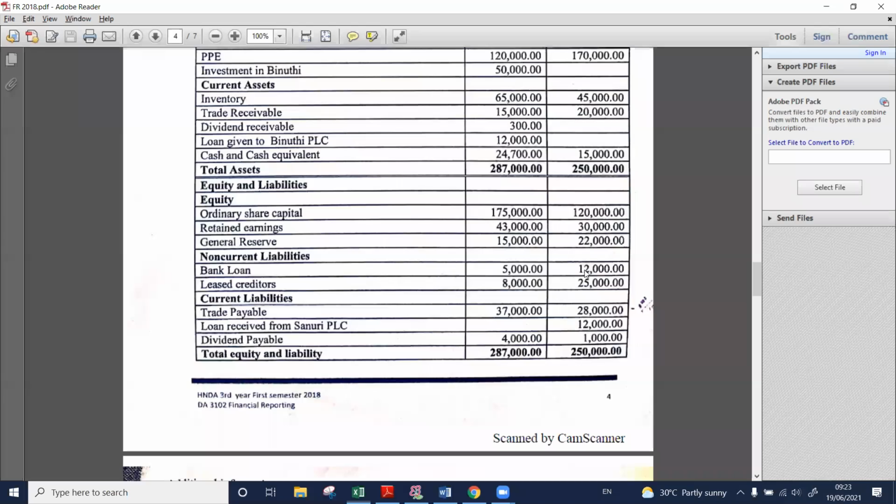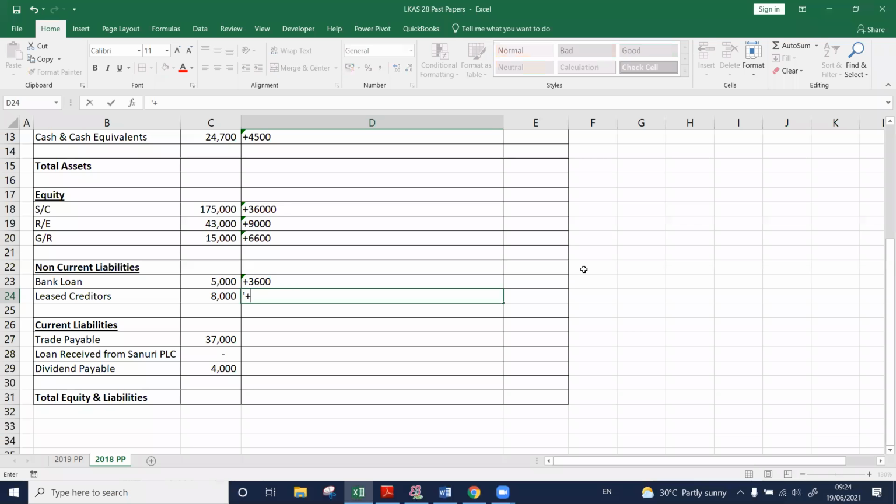Leased creditors, 25,000 in Vinti PLC. 30% of that is 7,500. Trade payable, 30% of 28,000, 8,400.